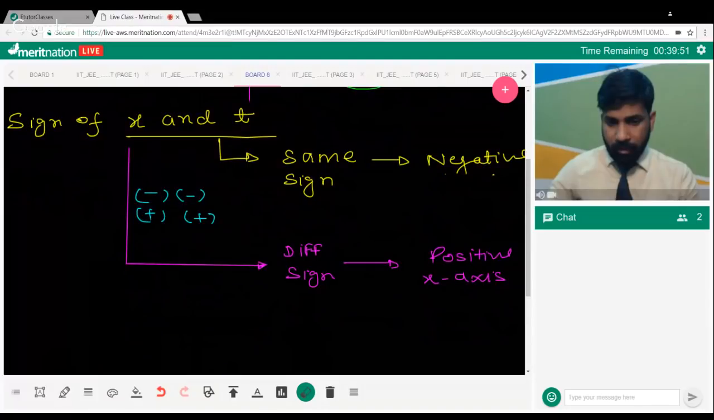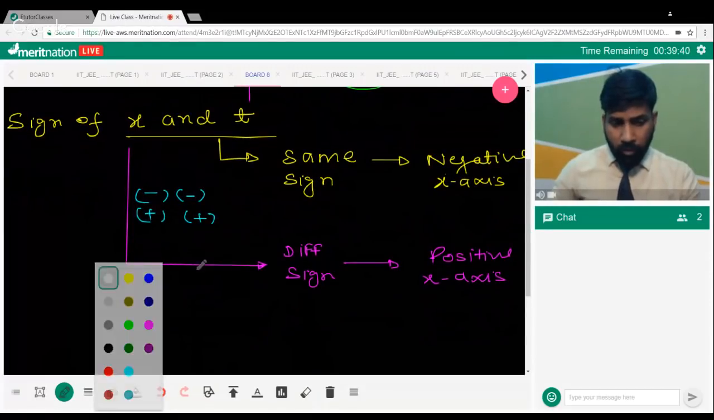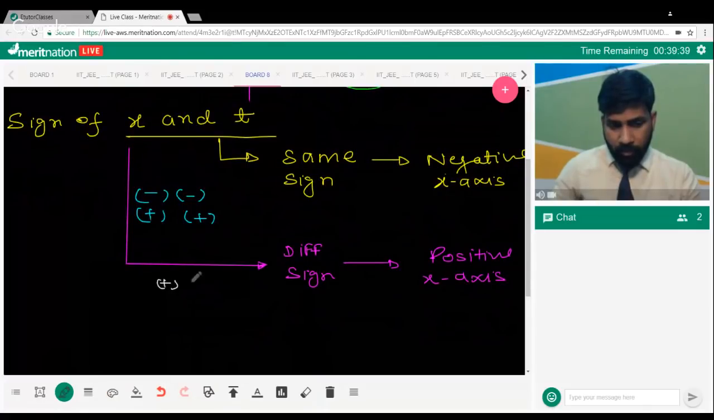Whenever the sign is the same, it is the negative x-axis. So if the sign of x is plus and the sign of t is negative, then the direction of motion of the wave will be towards the positive x-axis. If the sign of x is negative and the sign of t is positive, then in that case also the direction of motion of the wave will be towards the positive x-axis.